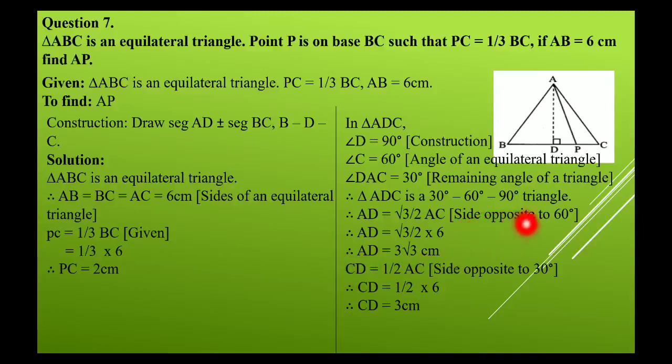Then the side opposite to 30 degree. Side opposite to 30 degree is what? DC. So DC is equal to 1 upon 2 times of AC. AC is the hypotenuse. So CD is equal to half of AC, that is the side opposite to 30 degree. CD is equal to 1 upon 2 times of 6. AC value is 6. Therefore, CD value is 3 centimeter.